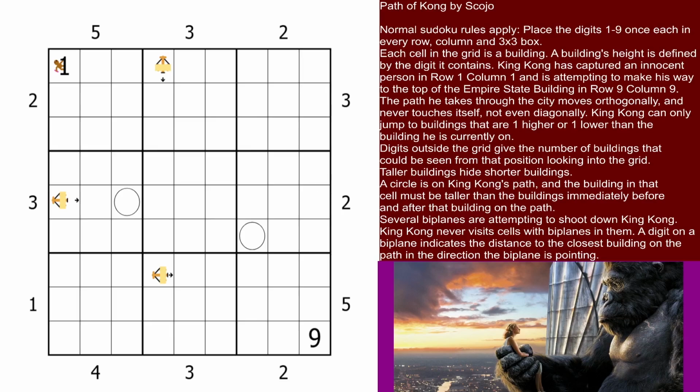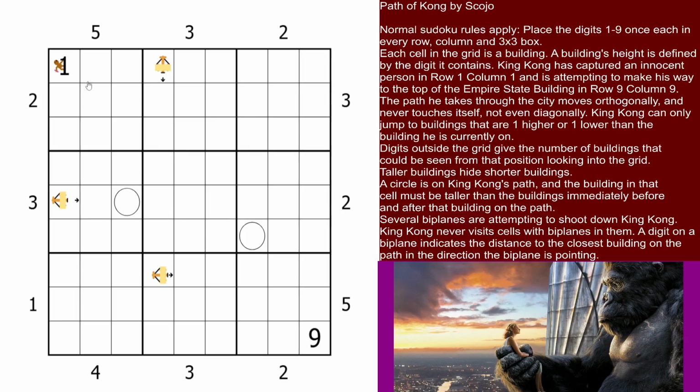This puzzle is Path of Kong by Scojo, and this is a medium rating difficulty, 3-star difficulty, with a 97% rating on Logic Master. By the name you can understand this has a King Kong theme in it, and we are going to solve this today.